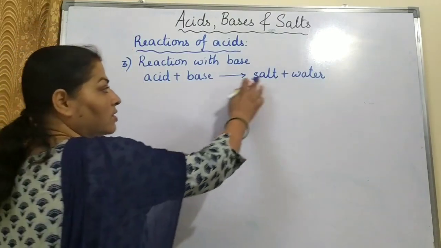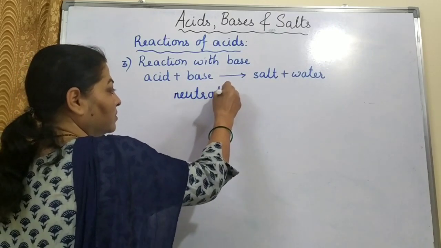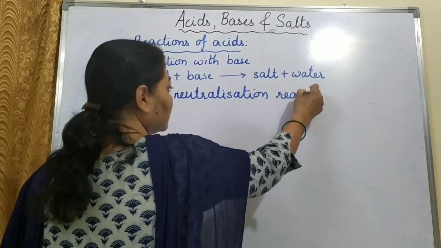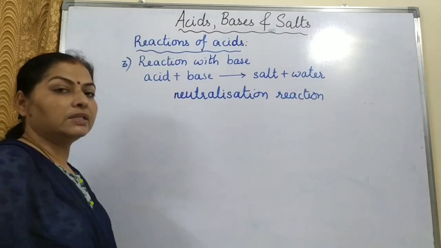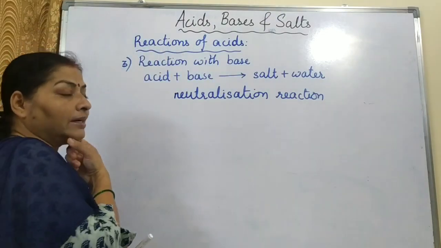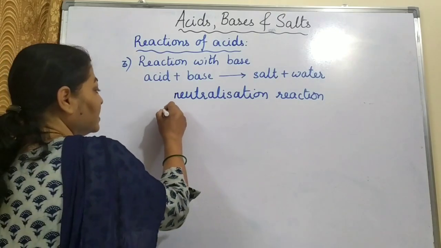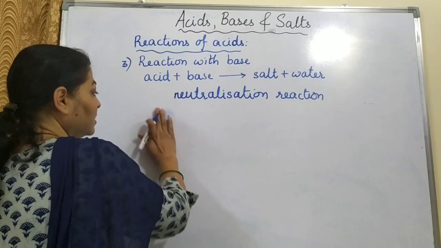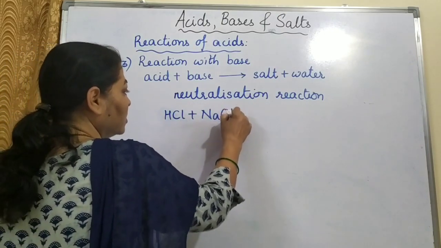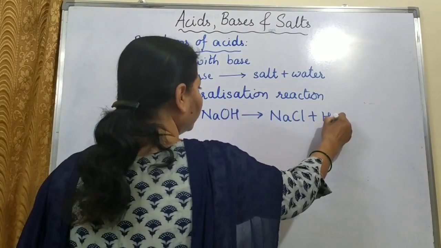Acid plus base gives salt and water, and this reaction is known as a neutralization reaction. So acid and base lose their characteristics and a neutral substance, that is salt, is formed. Now let us see some examples of reactions of acid with base. For example, the simplest one, acid HCl reacts with base NaOH to give salt NaCl and water.